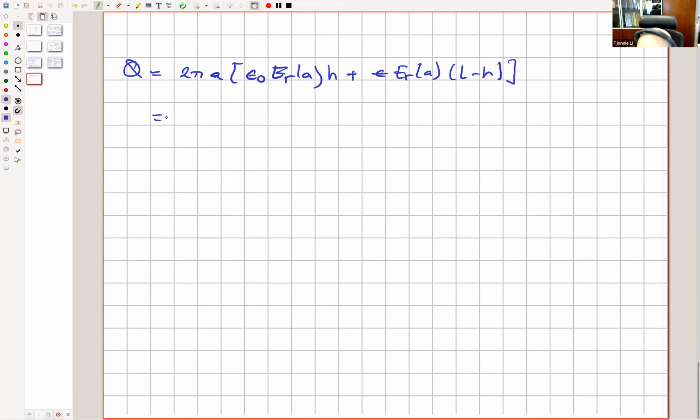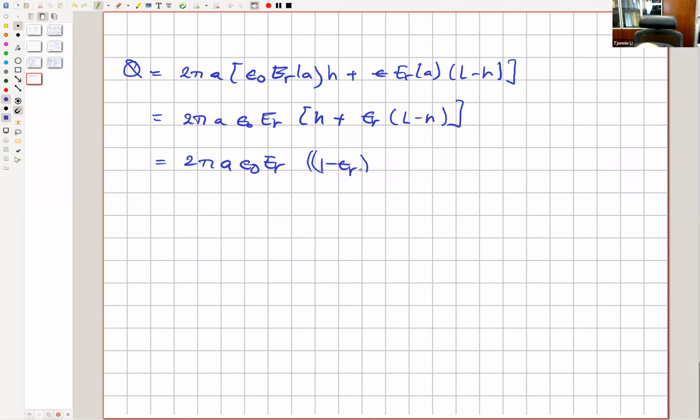Now I can rewrite this as 2 pi a, and if I just take the epsilon naught E_r out, what I get is h plus, and now this here becomes epsilon over epsilon naught, which we can call epsilon_r, the relative permittivity, times L minus h. And then finally, we can simplify this a little bit more. So this becomes 1 minus epsilon_r times h minus epsilon_r L.